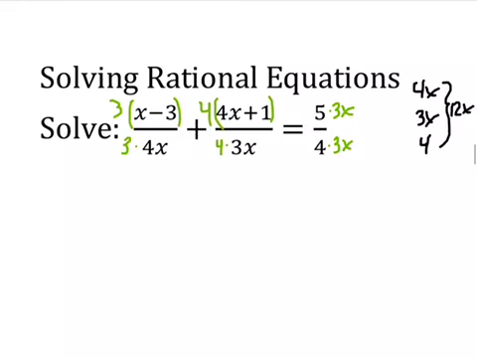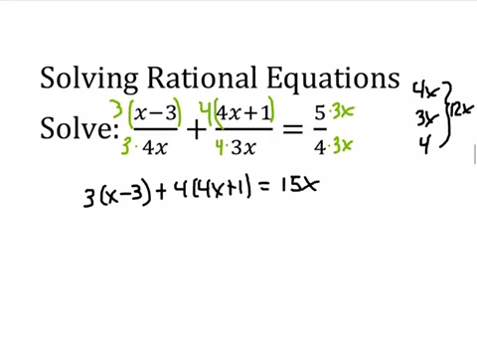By matching, I mean you need the numerators to make an equation. So you have 3 times x minus 3 plus 4 times 4x plus 1 equals 5 times 3x, which is 15x. This is all over 12x. Since it's all over 12x, I don't really need that 12x anymore. So technically, I don't have to write that. I'm going to get rid of it, and I just solve the equation that I've made.